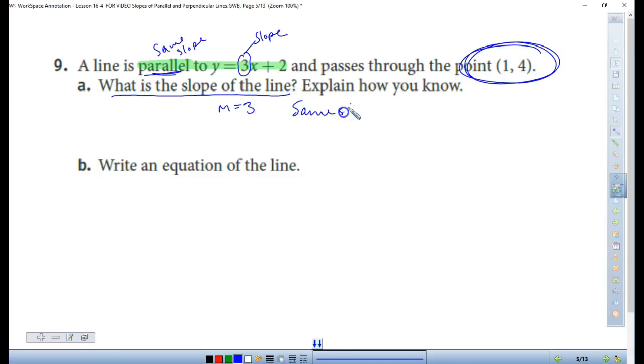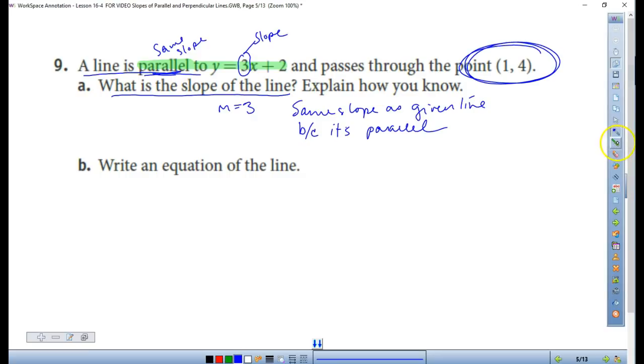Same slope as given line because it's parallel. They told us a line is parallel to that, so they have to have the same slope. Now write an equation of the line.